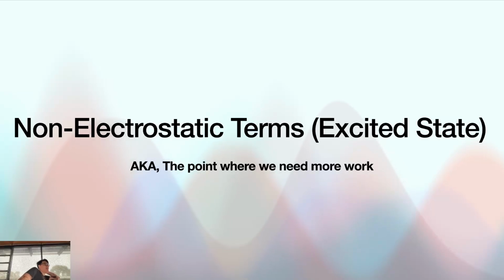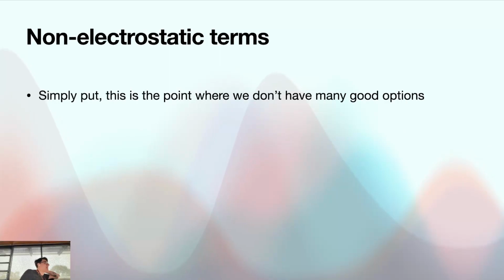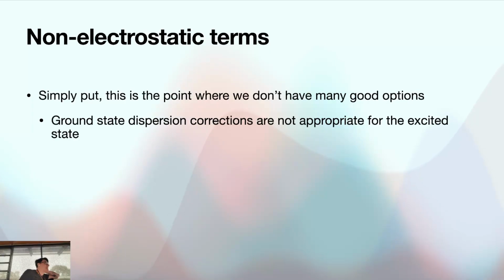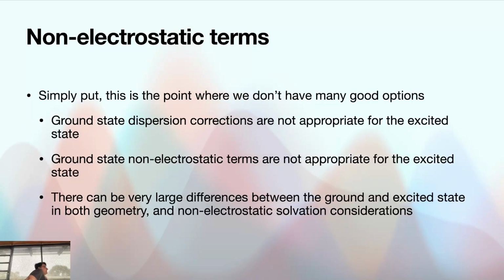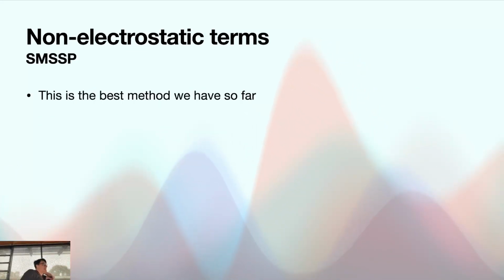So this is where the field kind of breaks down, because there really isn't a huge amount. Simply put, we don't have many good options. Ground state dispersion corrections are not appropriate for the excited state since they're all parameterized. And ground state non-electrostatic terms are also not appropriate for the same reason. There can be large differences between the ground and excited state for geometry and thus for non-electrostatic solvation considerations. So the first model that we care about, though, is SMSSP, and this is the best one we have so far.